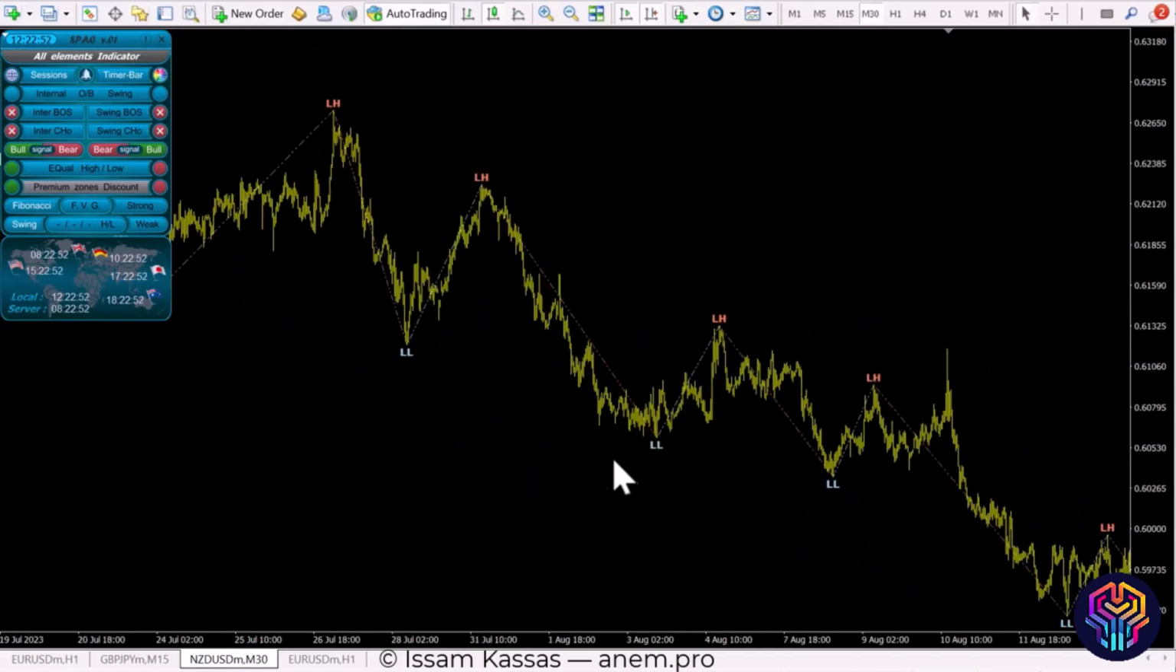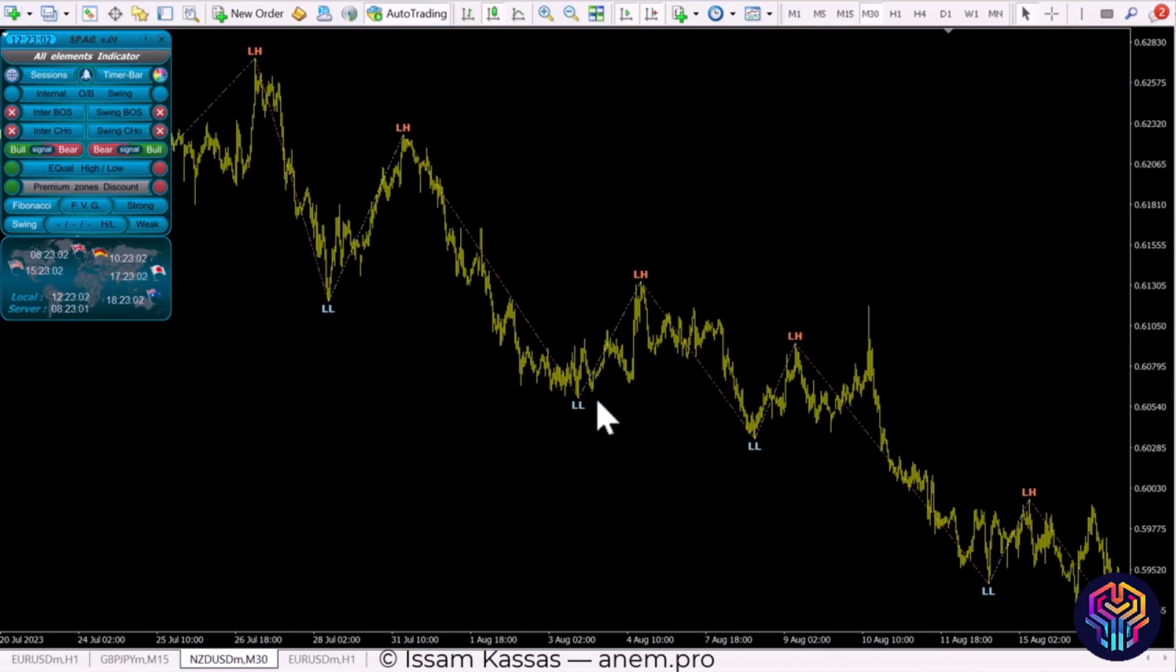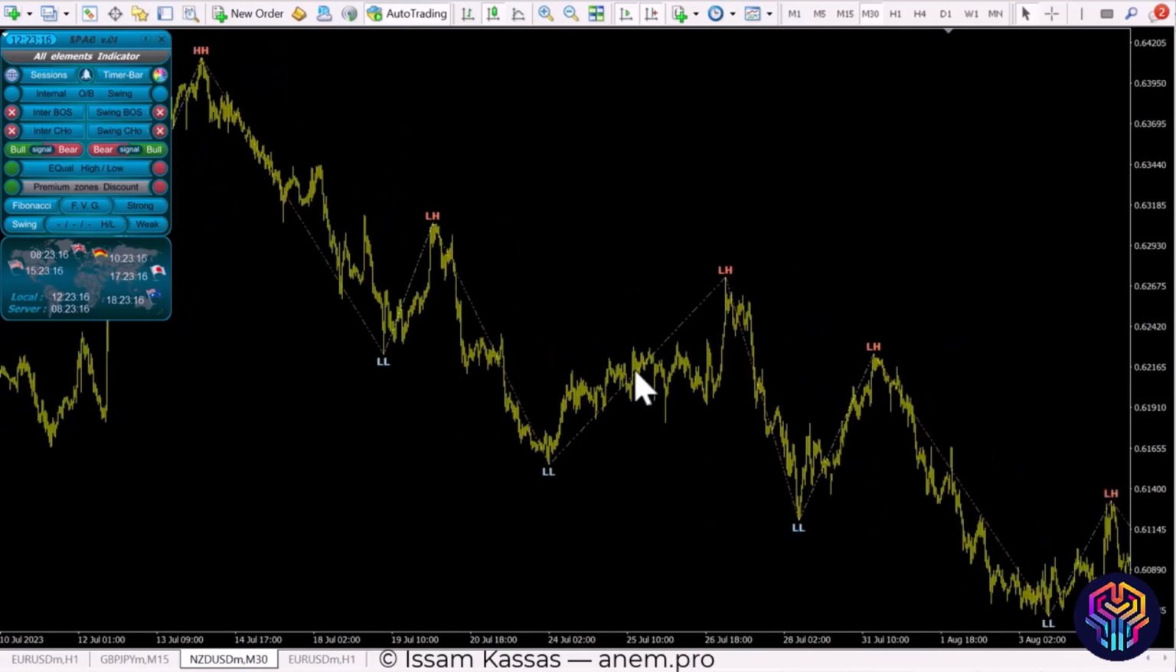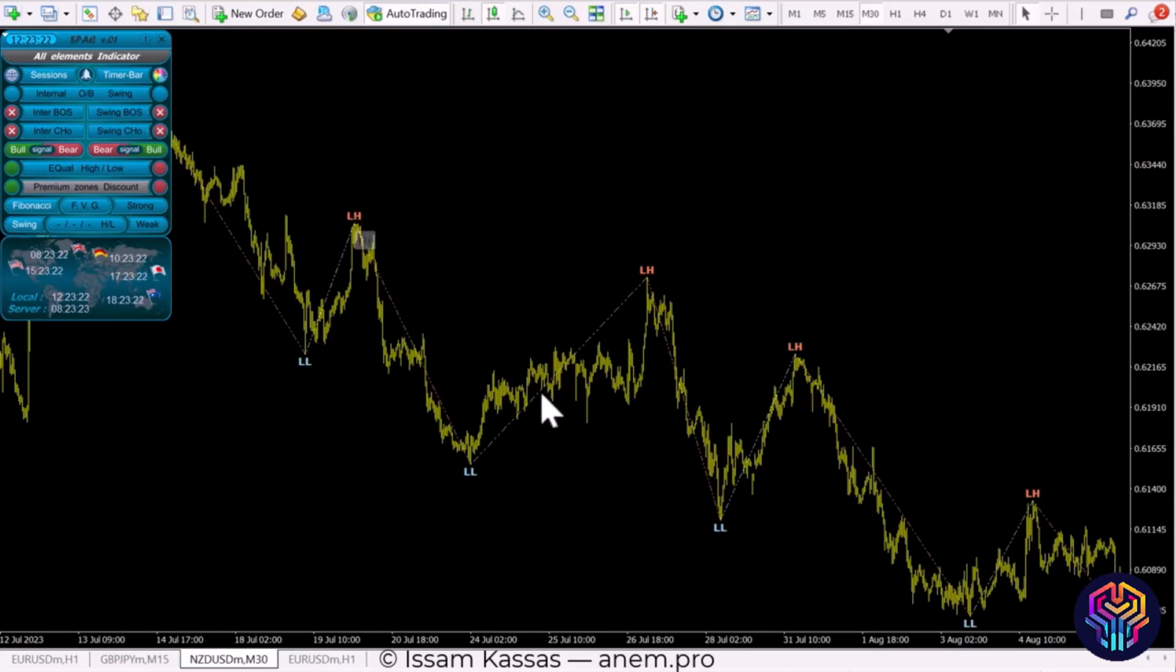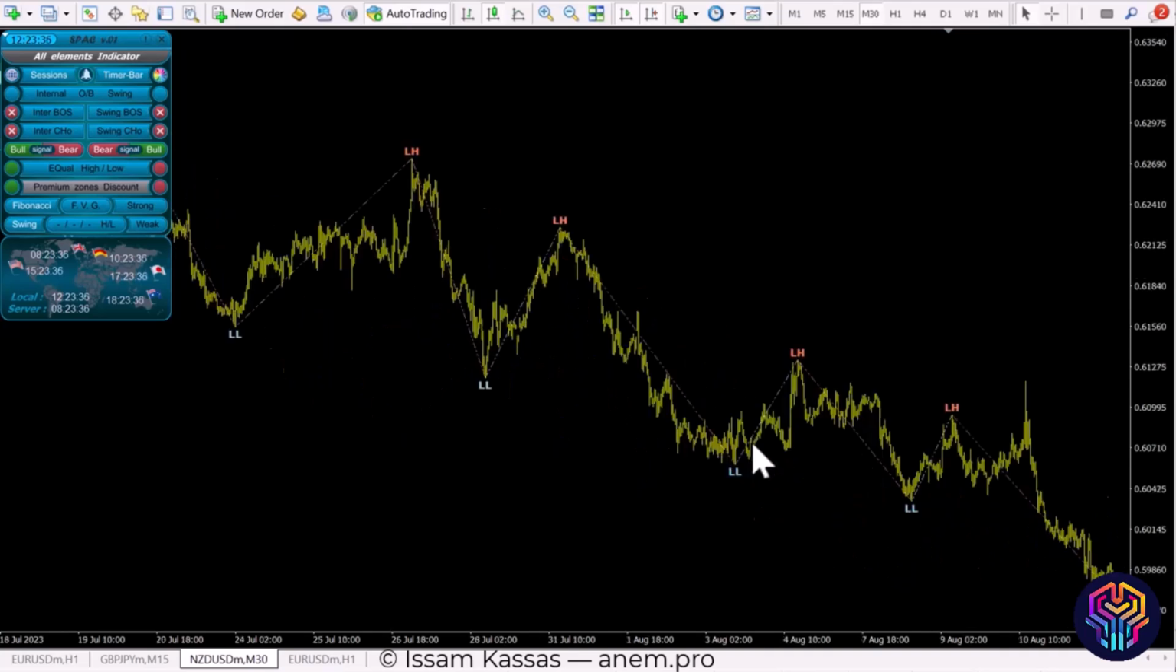Now the idea of this indicator is to help you visually determine the bias and determine the structure of the market. And as an example here, I have this lower high. This one is lower than this one, and the market kind of goes in this way: lower low, lower low, lower low, and a series of lower highs. A standard definition of the downtrend is a series of lower lows and a series of lower highs, and that's exactly what I have here.